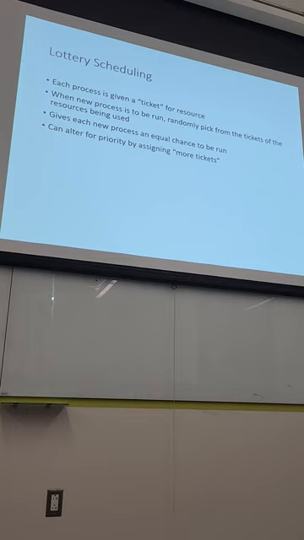Now, that's great, but maybe we have to have priority, right? So one way to simulate priority is to say, I'm gonna give you 5 tickets because you're a high priority thing. So you have 5 times the chance of getting it than anybody else.